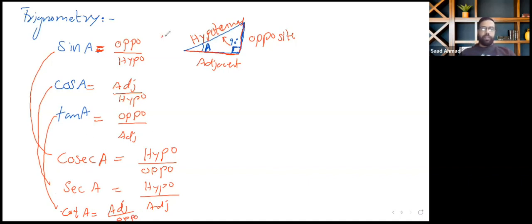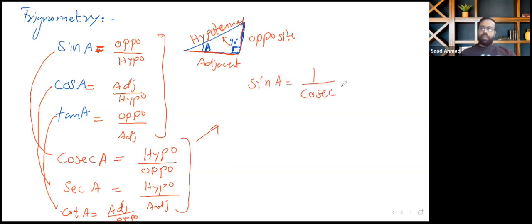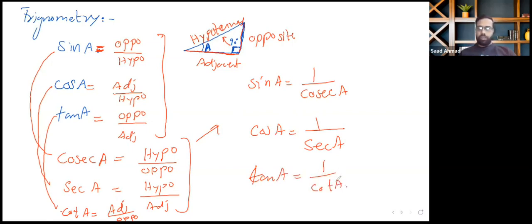So three are the basic, and the remaining three are just the opposite of them, like this. Sine A is equal to 1 over cosecant A. Cos A is equal to 1 over secant A, and tan of A is equal to 1 over cot of A. Right. So these are the basic ratios.